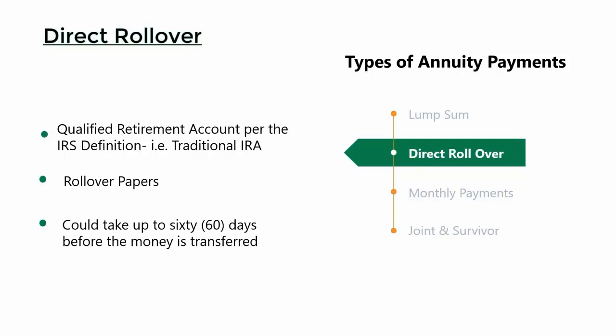You should note that we do need your rollover papers and instructions on who to make the check payable to and exactly where to send it. And if you are choosing this option, your financial institution should note that it could take up to 60 days before the money is transferred. And again, this would be a tax-free option. If you hypothetically have $100,000 in your annuity account and choose a direct rollover, we would send the full $100,000 tax-free to that financial institution.